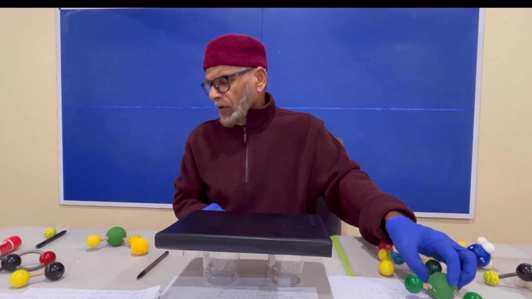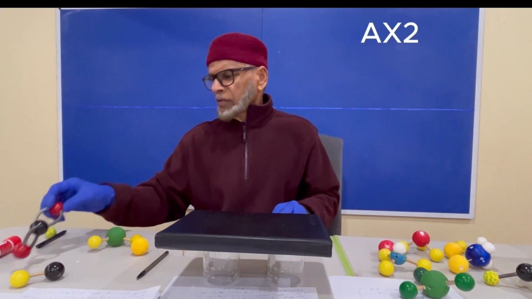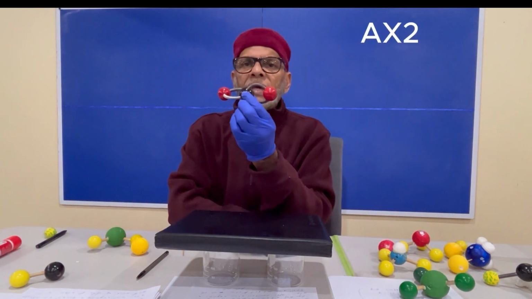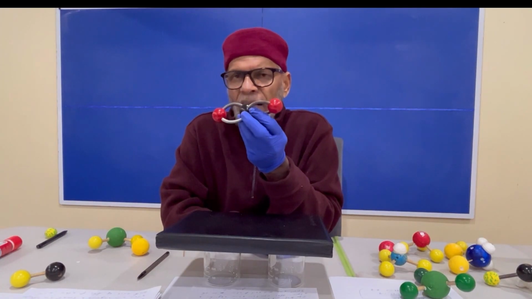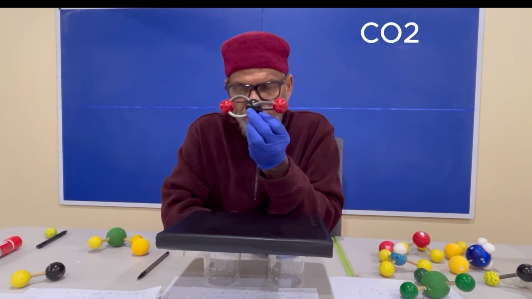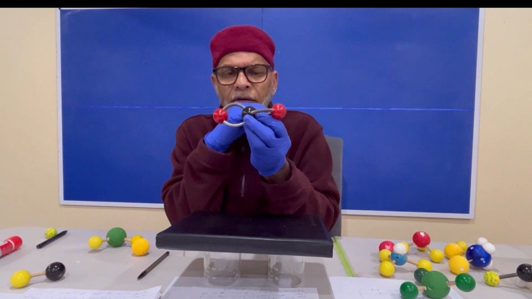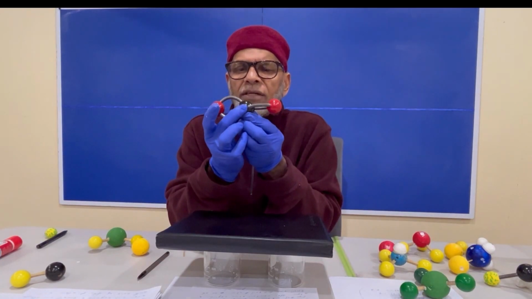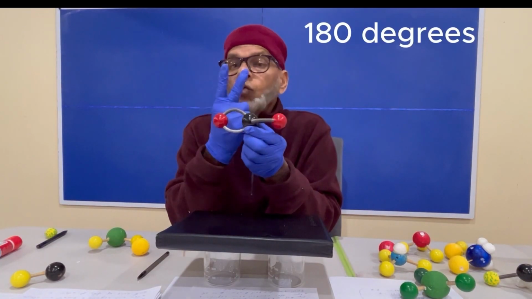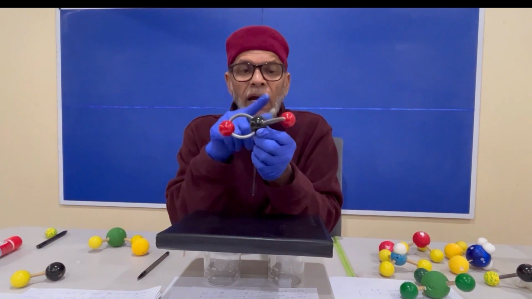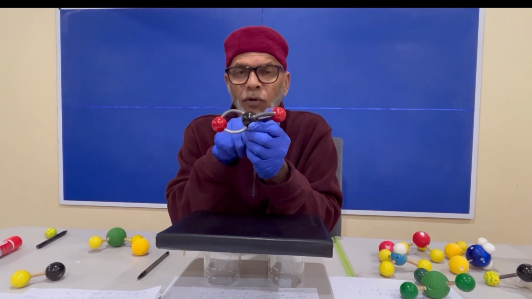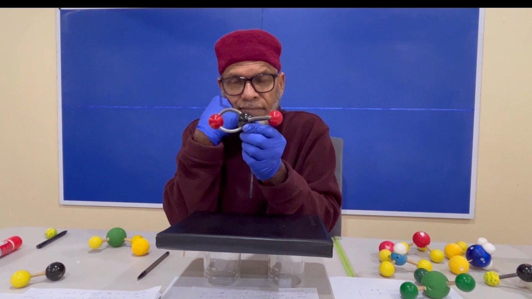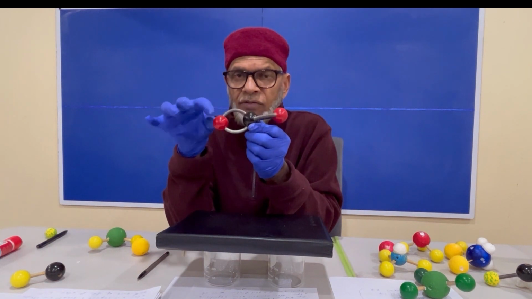The final type of molecules we will talk about is AX2 type of molecule. An example of that is carbon dioxide. You can see in these type of molecules, there's a central atom here that's surrounded by two peripheral atoms at 180 degrees away from each other. And the molecule is linear. Now let's go through the strategies.